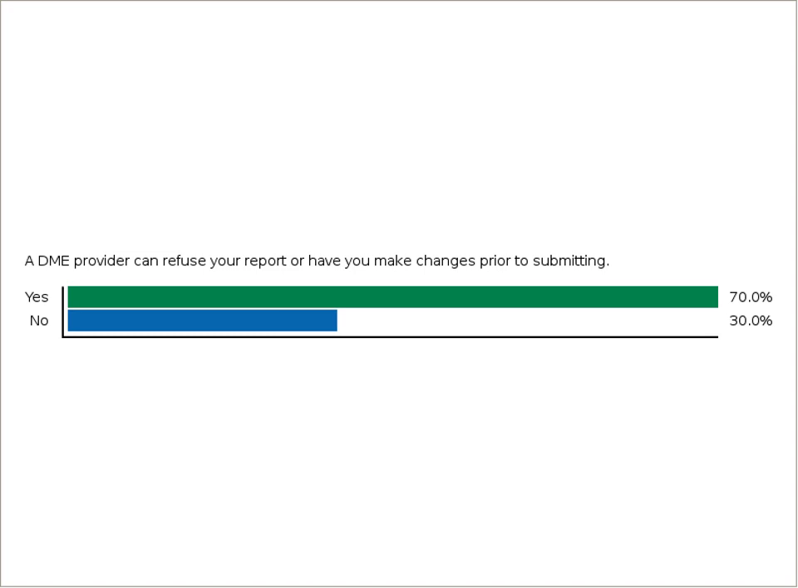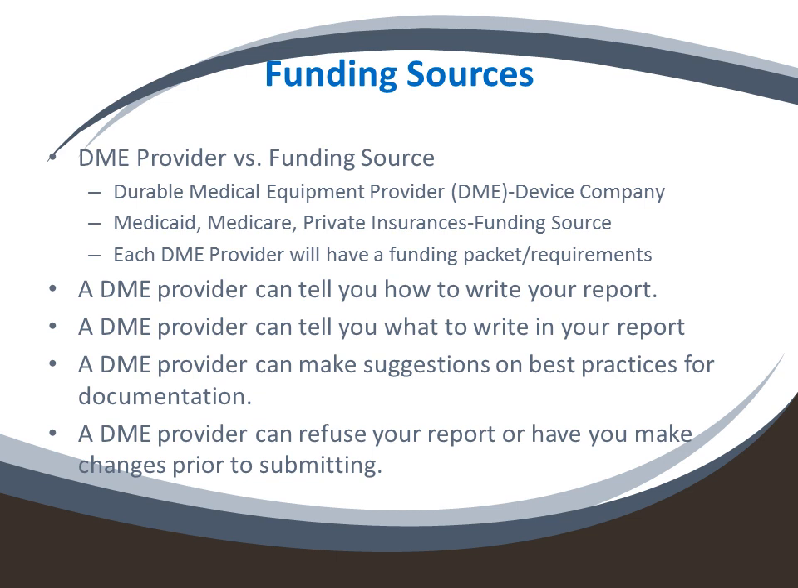All right, so let's go on and find out the results or some of the answers. Okay? So I'm going to mark on the screen here. The first question was, a DME provider can tell you how to write your report. And this is all in the definition of the word how. So true. They can tell you how Medicaid or Medicare or private insurance is going to accept it or not accept it.